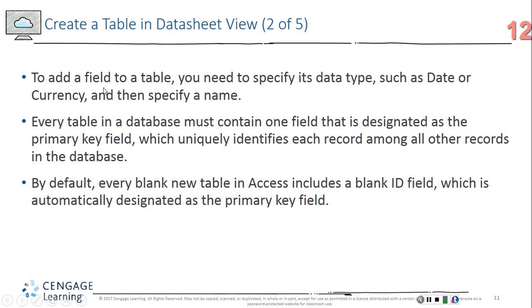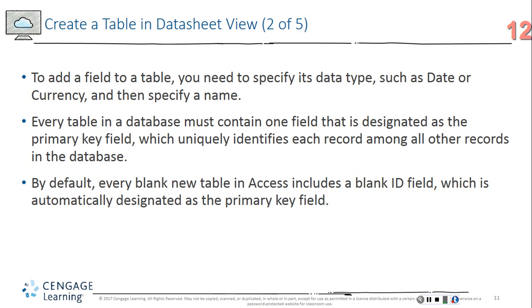So as you saw, to add a field to the table, you specify its data type, such as date or currency. We selected short text. Every database must contain one field that is designated as a primary key, which uniquely identifies each record among all other records in the database. That, in our table, was the ID column. By default, Microsoft Access is always going to have an ID column unless you change it. This is going to be specified as the primary key because one has to be specified. And you can see that's what our third bullet point says there as well.